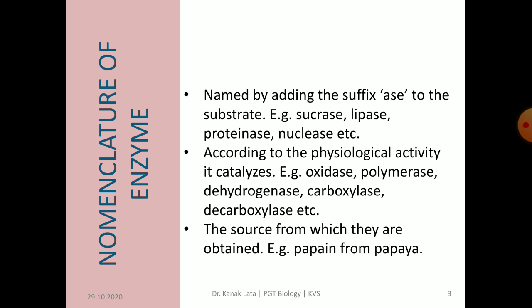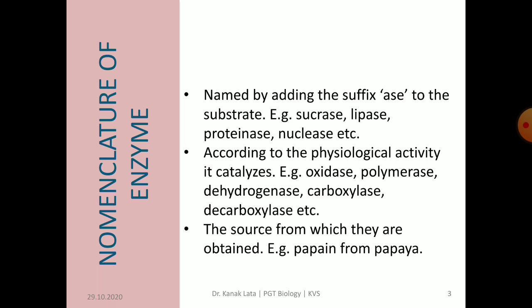Now let us discuss the nomenclature of enzymes, that is, the naming of enzymes, and how the enzymes are named. Enzymes are named generally by adding the suffix -ase, A-S-E, to the substrate. For example, sucrose is the substrate and sucrase is the enzyme. Like that, lipase, proteinase, nuclease, etc.